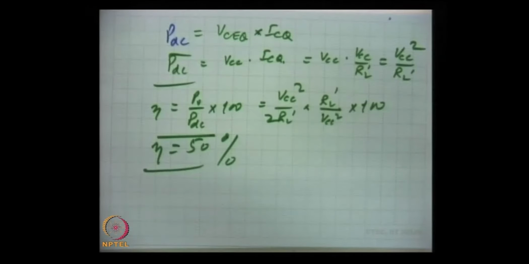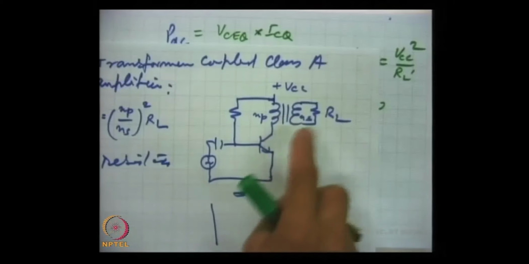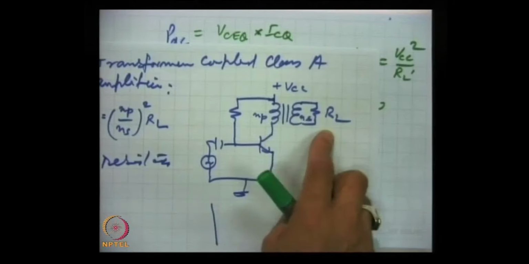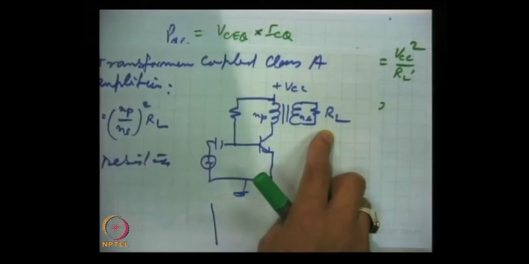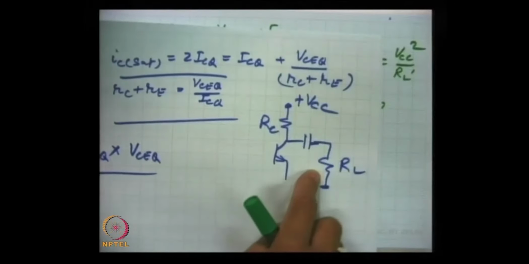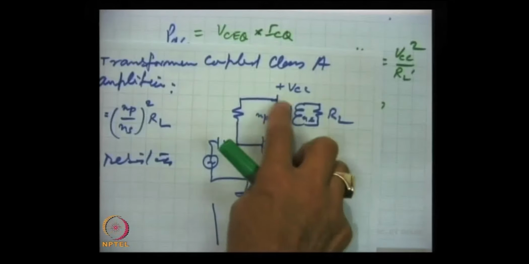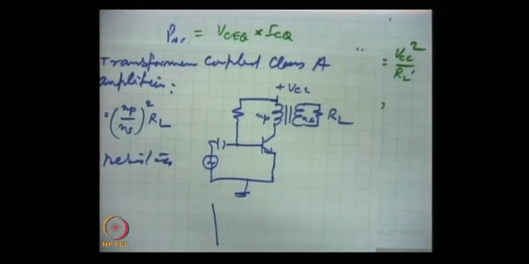For a transformer coupled class A amplifier, efficiency will be close to 50%. In practice 45%, 48% will be there, and this transformer also serves the purpose of the capacitor. That means this will not permit DC to be coupled to the load, as this capacitor does. Through this capacitor DC cannot pass, so in the load only the AC operates. The same is true here, because through this transformer the DC will be blocked.